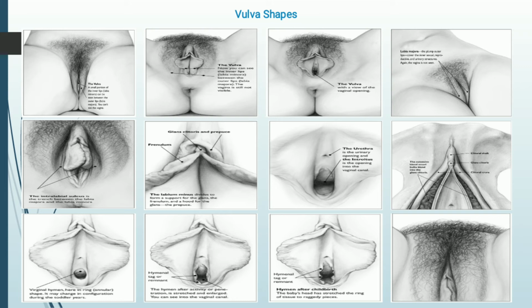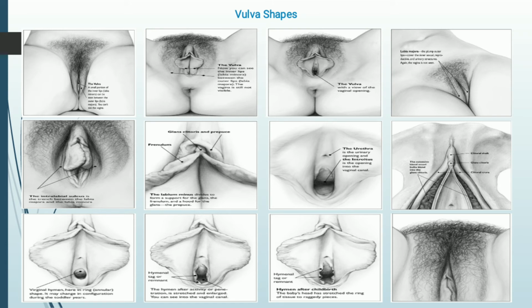So the urethral opening is the area from where urine passes out, and the vaginal opening is the area from where menstrual blood comes out, and vaginal secretion comes out, which helps in sexual intercourse. It is also the part from where the delivery of a child happens. In the next picture you can see very beautifully that the clitoris is covered by the clitoral hood.